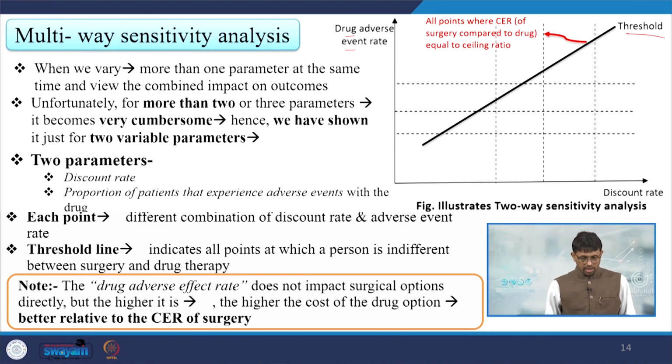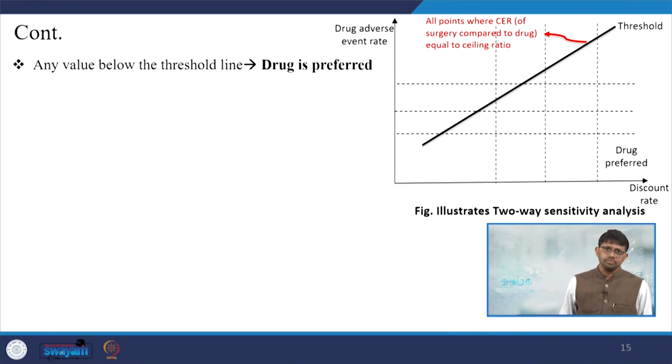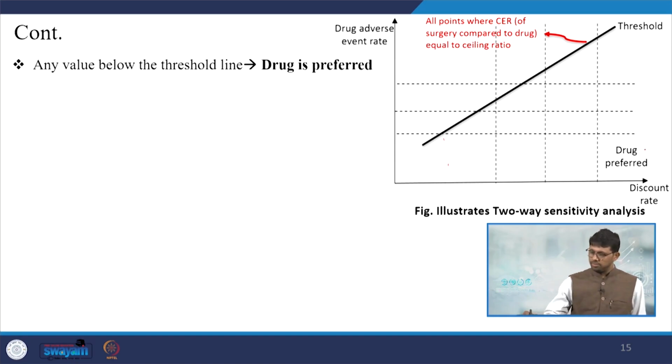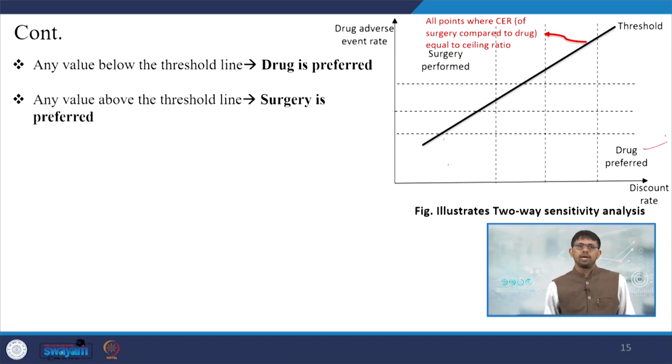The drug adverse effect rate does not impact surgical options directly, but the higher it is, the higher the cost of the drug option. That means surgery is better relative to the CER of the drug. Any value below this threshold line, the drug is preferred, which we already discussed here. And above the threshold line, surgery is preferred.